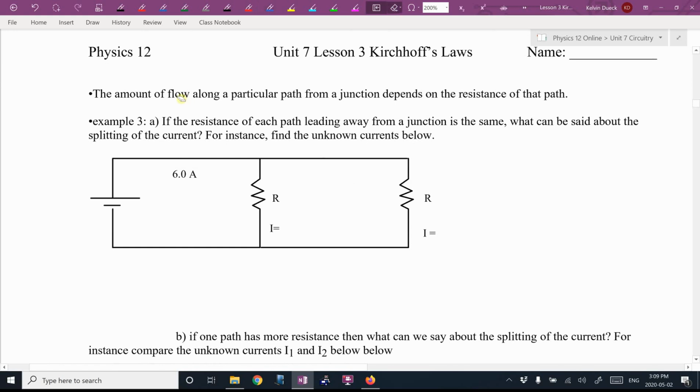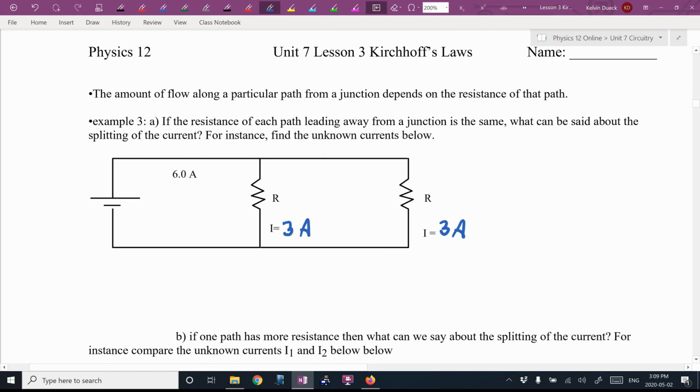The amount of flow, the current, along a particular path from a junction depends on the resistance. So if the resistance of each path leading away from a junction is the same, what can be said about the splitting of the current? For instance, find the unknown currents below. If this is 6 amps, for what it's worth, if you have two identical resistors, you can safely say that they'll split up evenly, 3 amps apiece.